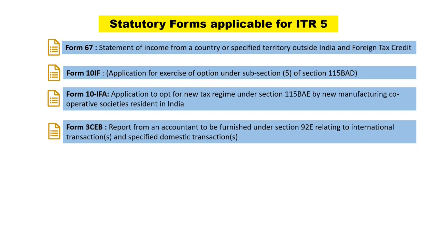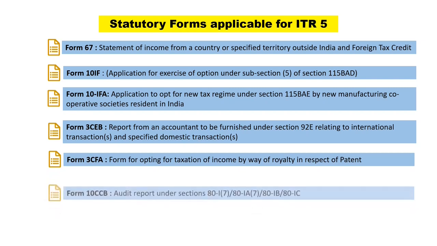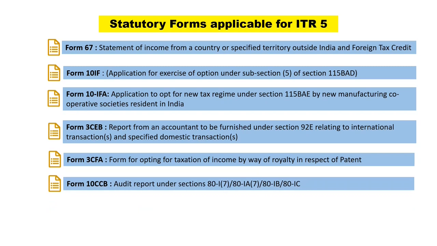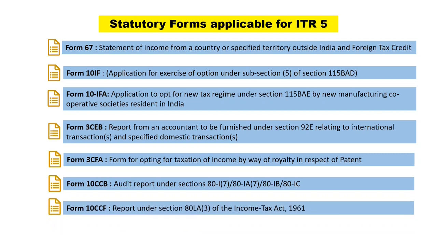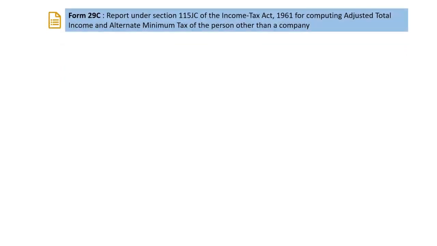and specified domestic transactions. Form 3CFA, which is a form for opting for taxation of income by way of royalty in respect of patents. Form 10CCB, which is audit report under Section 80I subsection 7, 80IA subsection 7, 80IB or 80IC. Form 10CCF, which is report under Section 80LA subsection 3 of the Income Tax Act. Form 10DA, which is a report under Section 80JJAA of the Income Tax Act. Form 29C, which is report under Section 115JC of the Income Tax Act for computing adjusted total income and alternate minimum tax of the person other than a company.